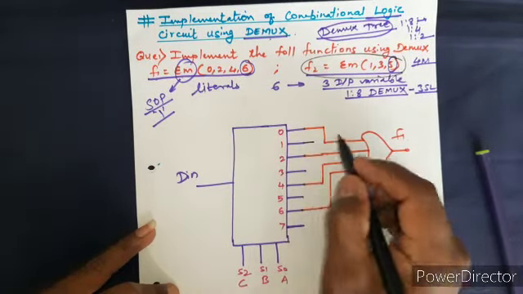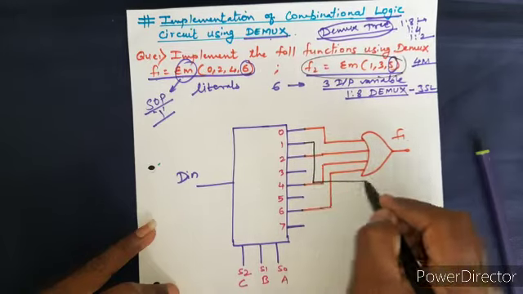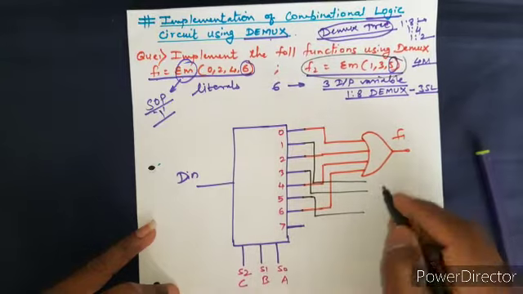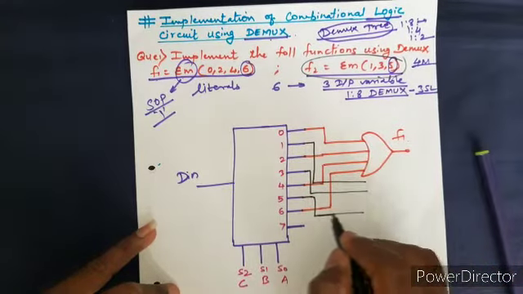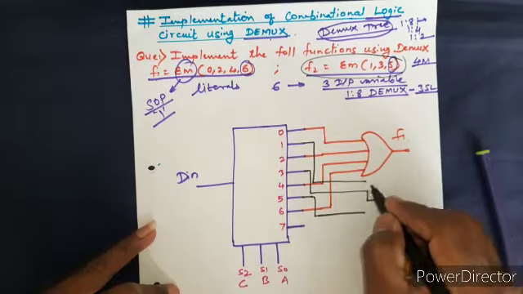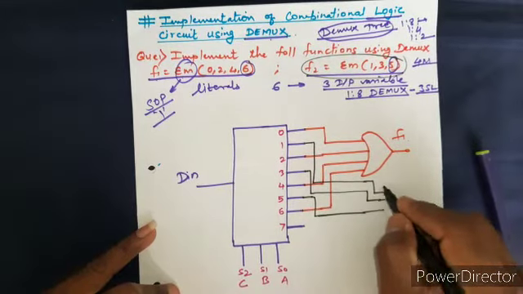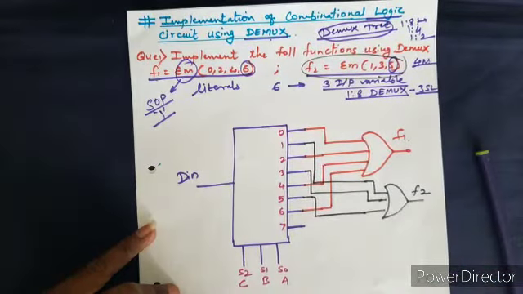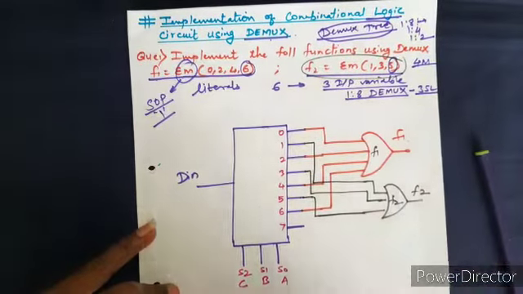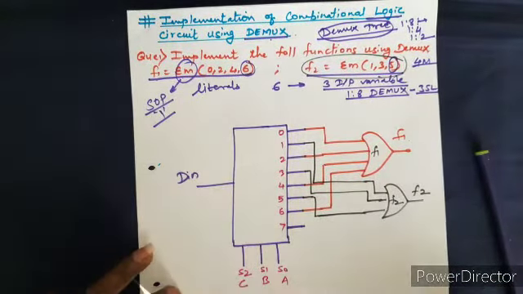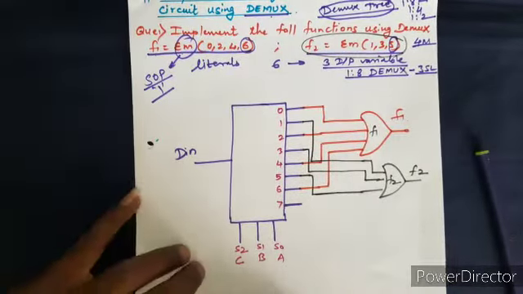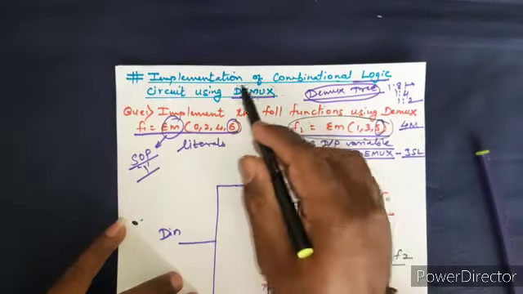So this is 1, 3 and 5. Okay, I'll just extend this. I can connect these to an OR gate. This is F2. Okay, so this is for F1 and this is for F2. Okay, so this is actually the solution or answer for implementing this given function with the help of DEMUX.